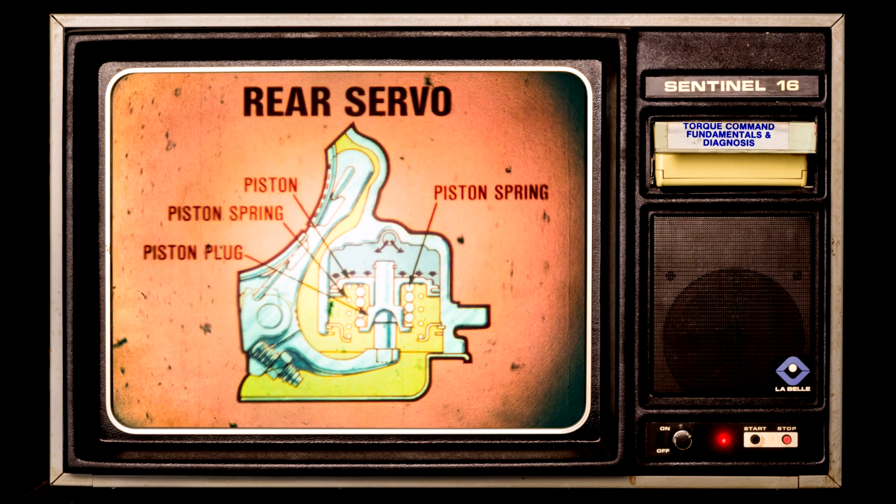The remaining pressure to consider is rear servo apply. This pressure is required to engage reverse gear and manual first. The rear servo applies the rear band. When the band is not applied, the servo piston is held in the upper end of the bore by the piston spring. To apply the band, line pressure forces the piston down to overcome spring force.